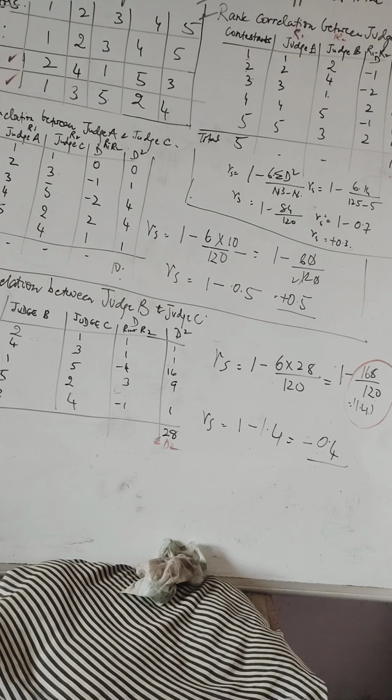Okay, so based on this, I want you to pause the video, write this down, do this numerical, and go ahead. Go to your book and do another numerical based on this. So out of the three, we find that the perceptions of Judge A and C are the closest, that is 0.5. And Judge B and C seem to have very different tastes. They are not compatible at all. Alright, isn't it so interesting?